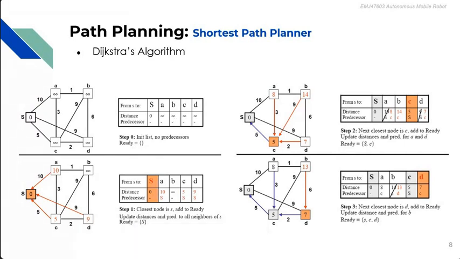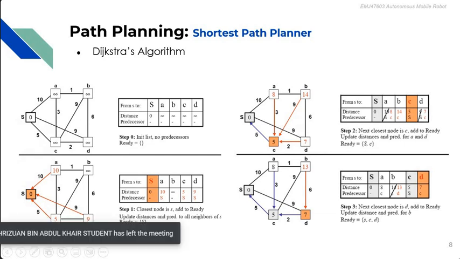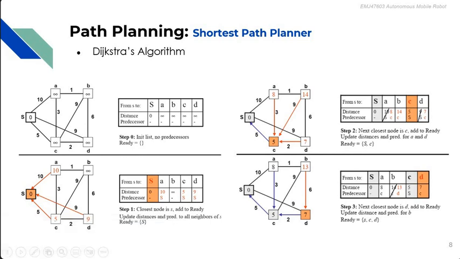So the first step that you want to do is to determine the possible nodes that you can move to from S, because S is the starting point, right? So from S, you can move to C, D, and A. Looking at these three, A, C, and D, this is where you want to update later on.